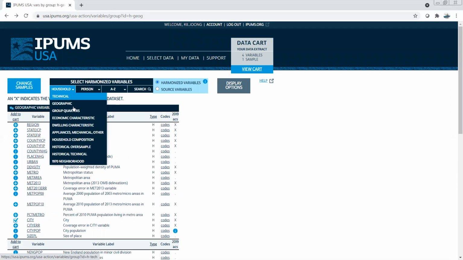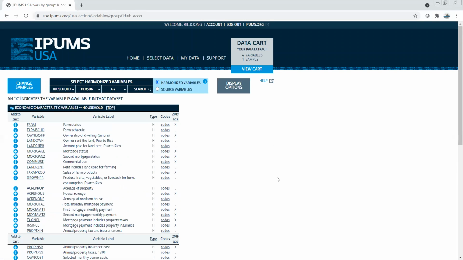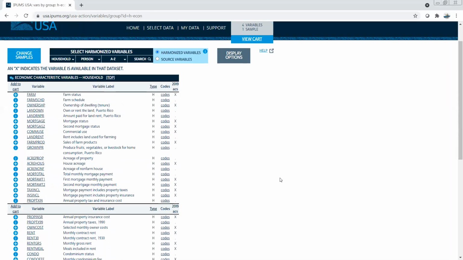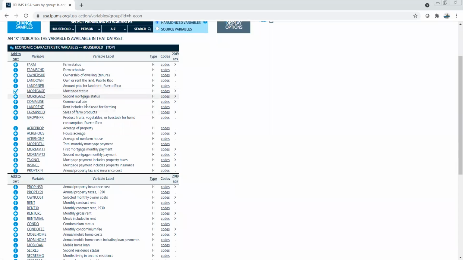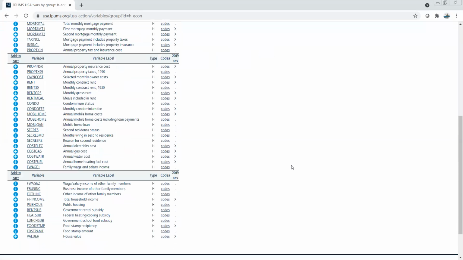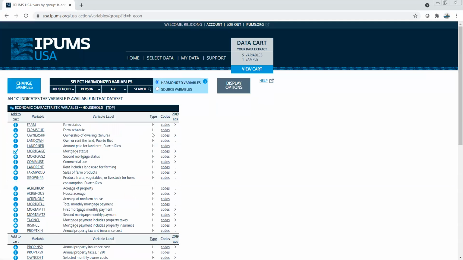Then if you go to things like economic characteristics, you can get household level information like mortgage status. So you can see whether someone has a mortgage or not, whether a mortgage was paid off or not, size of homes, mortgage payment. I think the equivalent is a rent, if they're not paying mortgage, there's rent information. So these are all household level information.